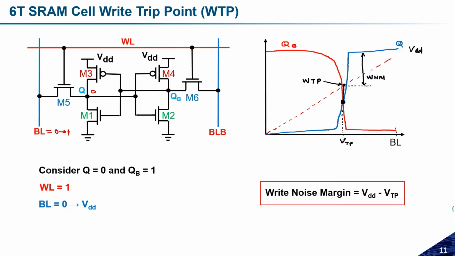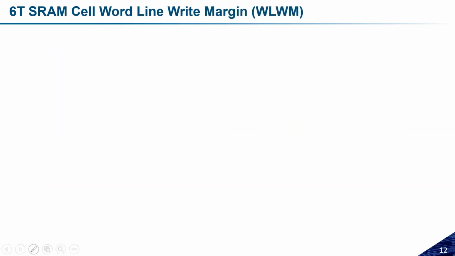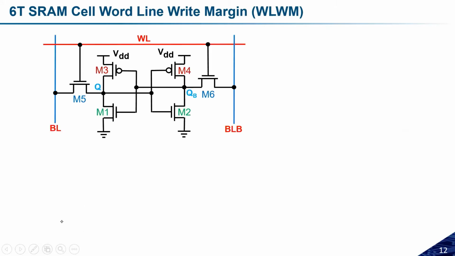There is another way to calculate the write margin or the stability, and that we call the word line write margin. So what is this word line write margin? Suppose I have a simple 6T SRAM cell, which we have already seen. Now I have to perform some operations with this one. Here we have Q, QB, BL, BLB, and the word line. These five things you should consider in a particular state.